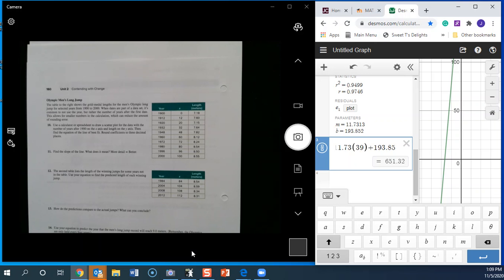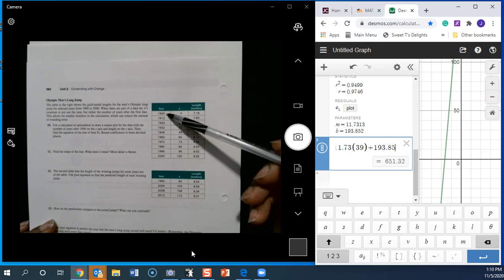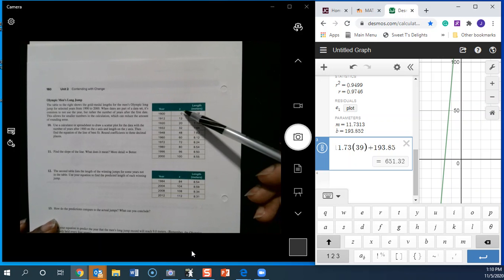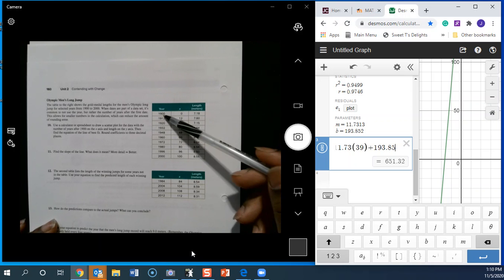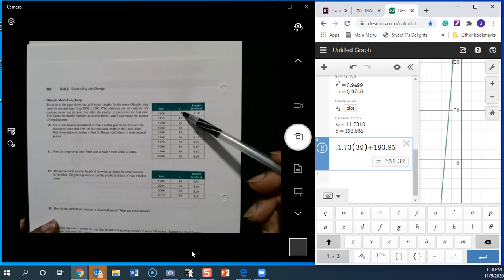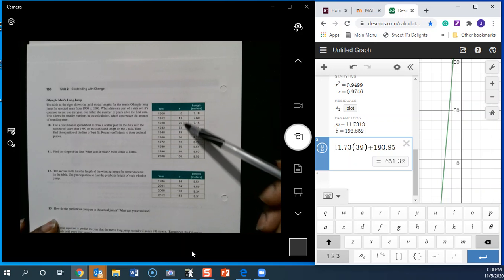So we look here at number 10. It says use a calculator or spreadsheet to draw a scatter plot for the data with the number of years after 1900 on the x-axis and length on the y-axis. Then find the equation of the line of best fit. Round coefficients to 3 decimal places. Okay, what they did here, they set this up for you. These are the years, and these are the years now represented since 1900. So 1900 would be 0, and then all of these other years are compared to 1900.